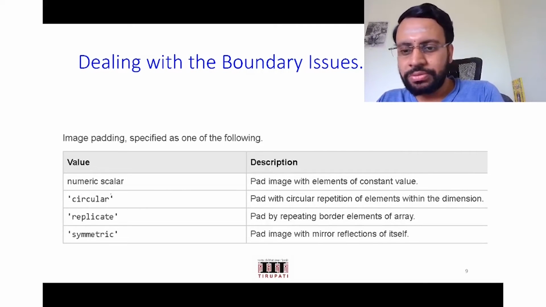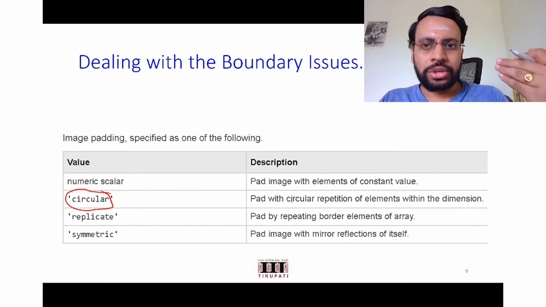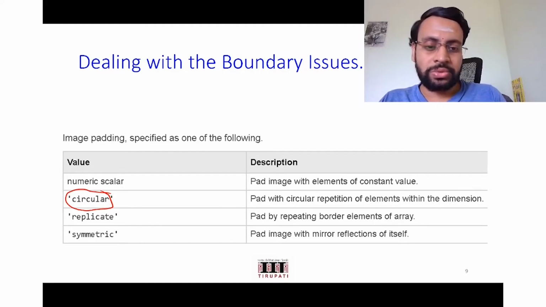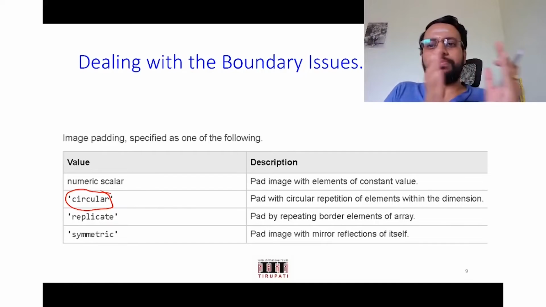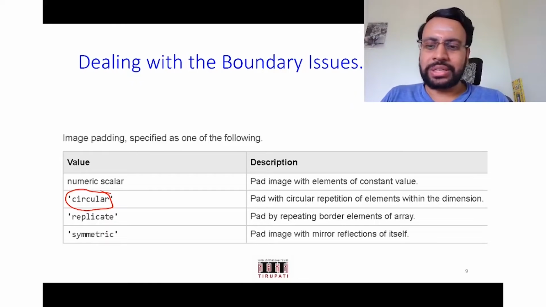One option is referred to as circular. It is particularly something you should definitely go for when you are looking at the frequency domain properties. This retains those properties. It is like you keep the same copy on all sides of your image. So that's what the circular option is.